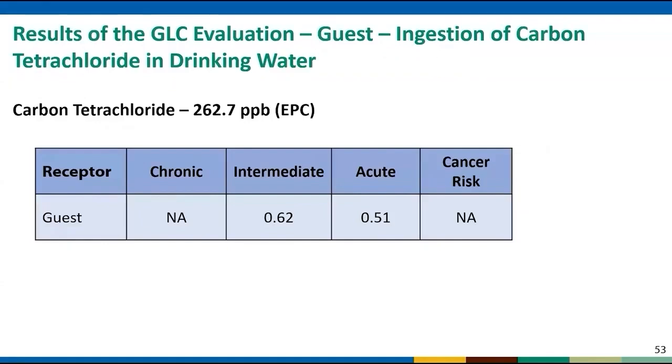This slide shows the results of the GLC evaluation for the house guest from ingesting carbon tetrachloride in drinking water. The HQs for acute and intermediate exposures are below 1, so there's no concern for non-cancer effects. There is no chronic exposure, so no cancer risk is calculated. We only calculate cancer risk for chronic exposure.